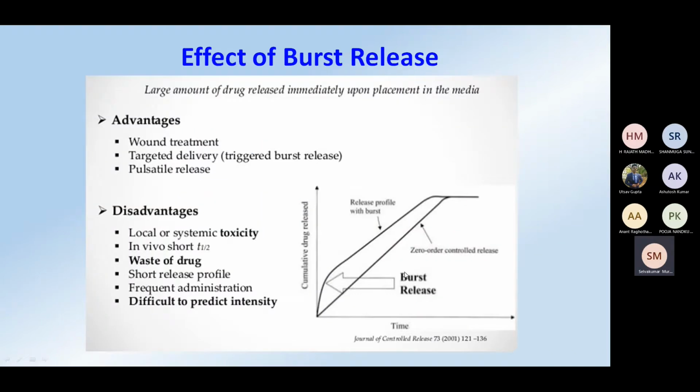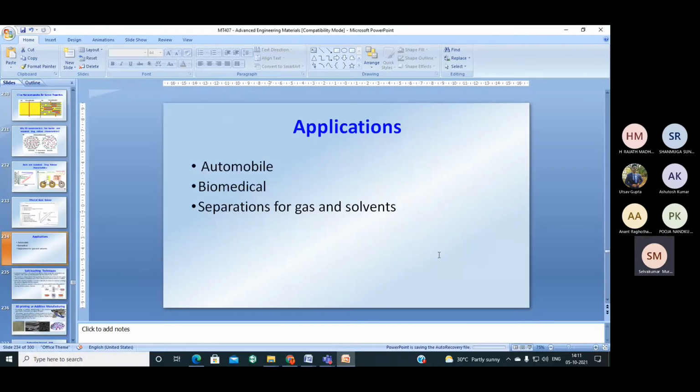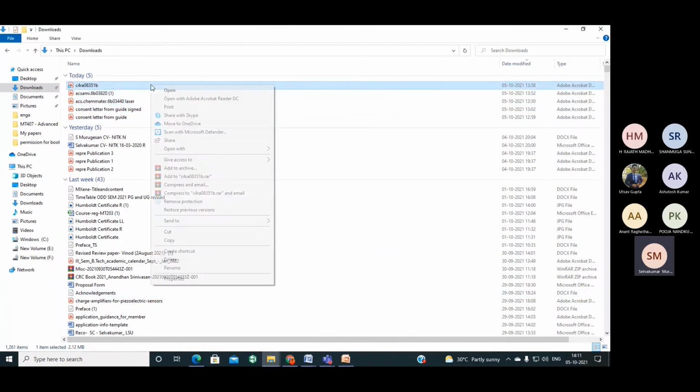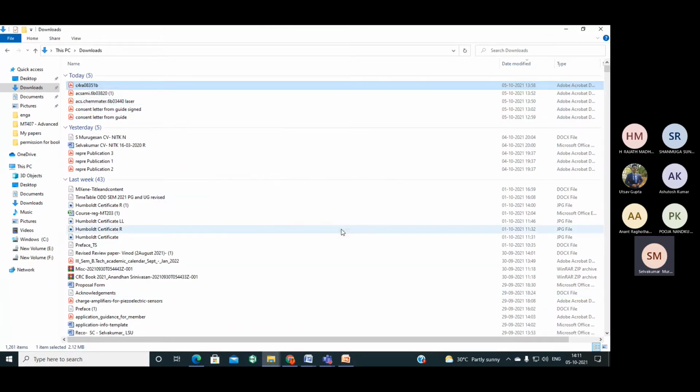These are the few advantages of having burst release, as well as the disadvantages people usually expect. It is toxic for other tissues or organs, there is wastage of drugs, and it is difficult to predict the intensity. Of course, if it is a wound, you get treated immediately, and you can also do pulsatile release. And for the rest, like how to study the drug loading, encapsulation efficiency, releasing efficiency, I'll show you a couple of papers where you can see how they studied these things.